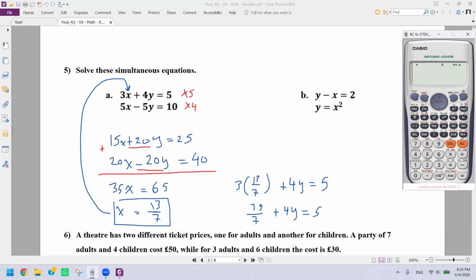Now to keep y alone, I should subtract: 5 minus 39 over 7, because I'm taking it to the other side. So it's minus 4 over 7. 4y equals minus 4 over 7. Now to find y, you should divide by 4. Divide by 4, it's minus 1 over 7. This is the y value.